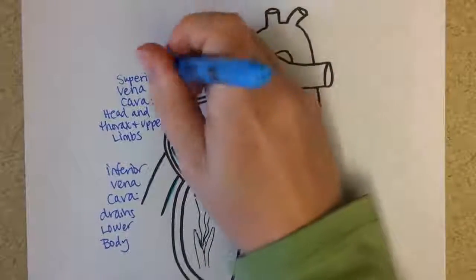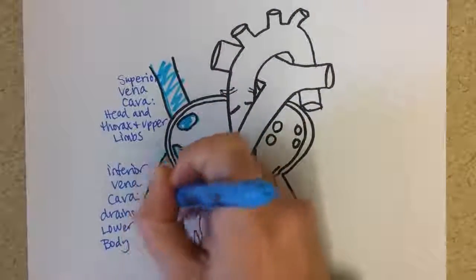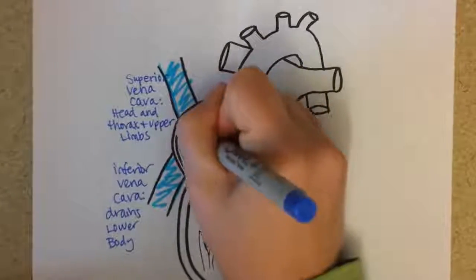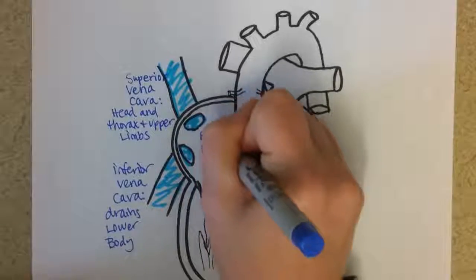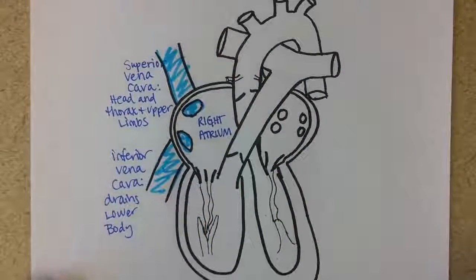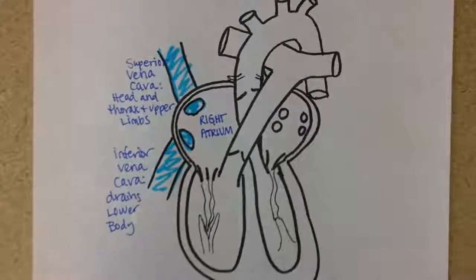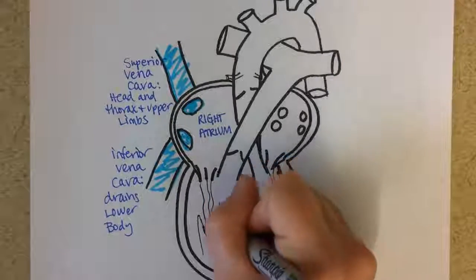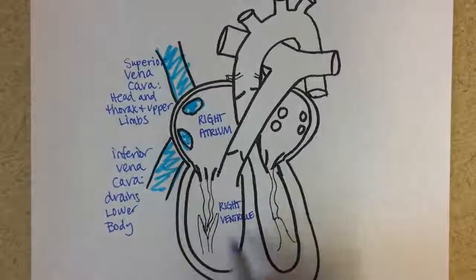So we're using blue because this blood is deoxygenated. So it enters into the right atrium of the heart. And then the heart gives a little bit of a pump and pushes blood down into the right ventricle. So this is the right ventricle.